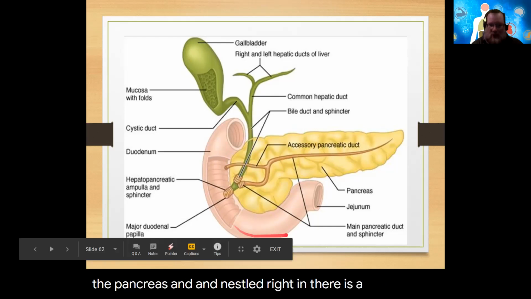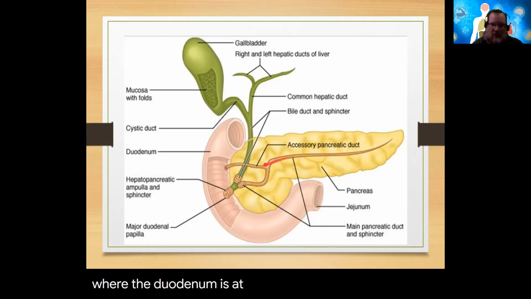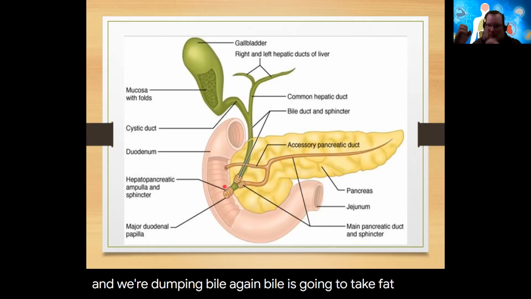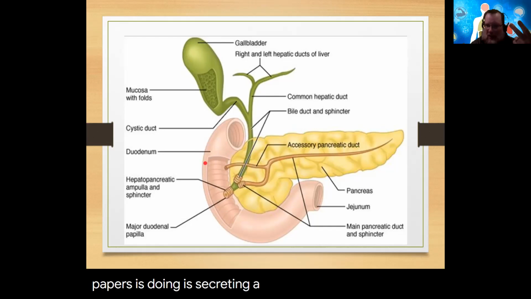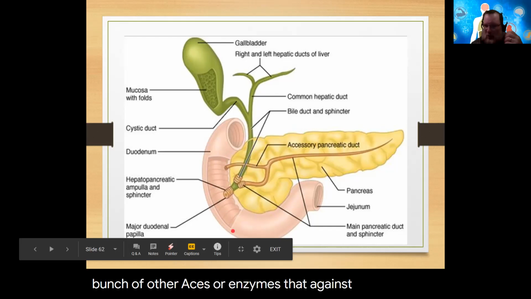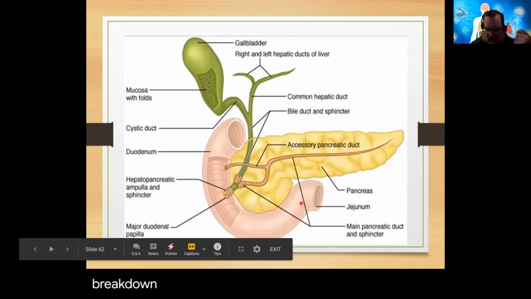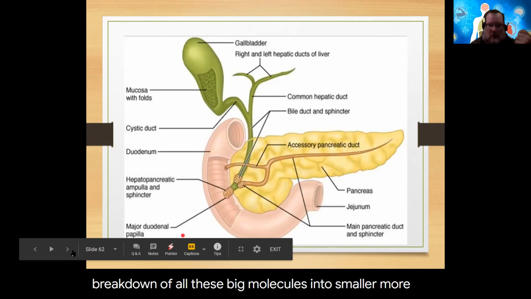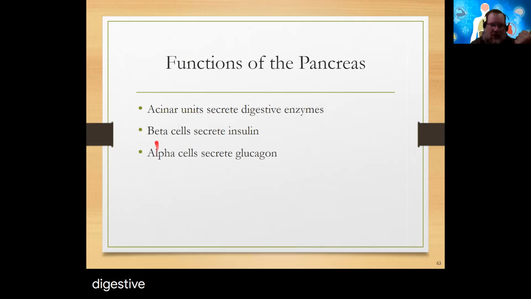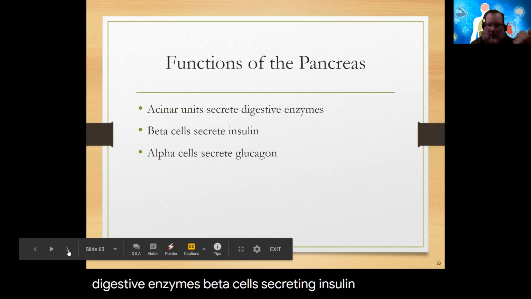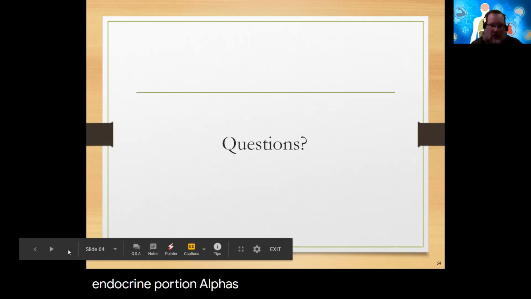This is a hot spot where the duodenum is, that first section of small intestine, and where we're dumping bile. Again, bile is going to take fat molecules and make them smaller. And then what the pancreas is doing is secreting amylase, protease, lipase, and a bunch of other enzymes that continue the breakdown of all these big molecules into smaller, more absorbable molecules. So again, those acinar cells secrete the digestive enzymes, beta cells secrete insulin as our endocrine portion, alpha cells secrete glucagon.